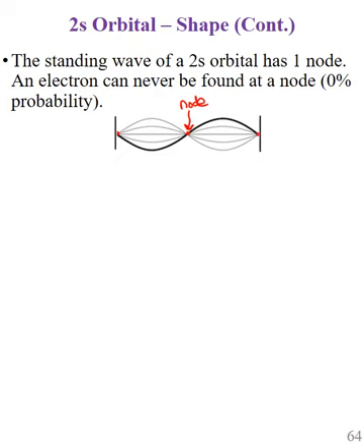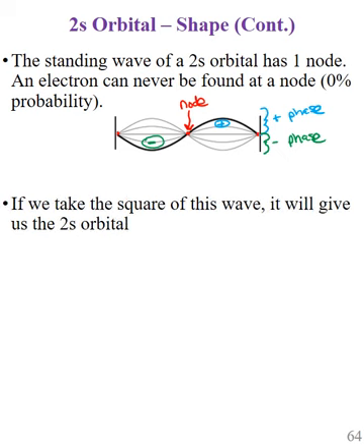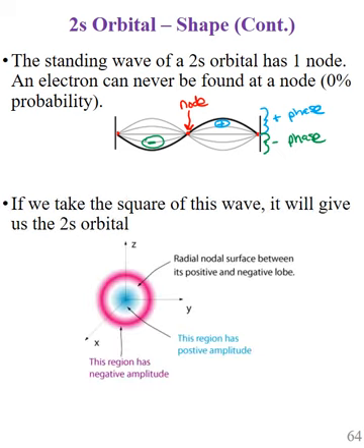Okay, and then we also have a positive and a negative area associated with this. We have the positive phase. So the positive phase is going to be right here. The negative phase is going to be on the bottom here. So the negative phase will be over on this trough. If we take the square of this wave, it will give us the 2s orbital.